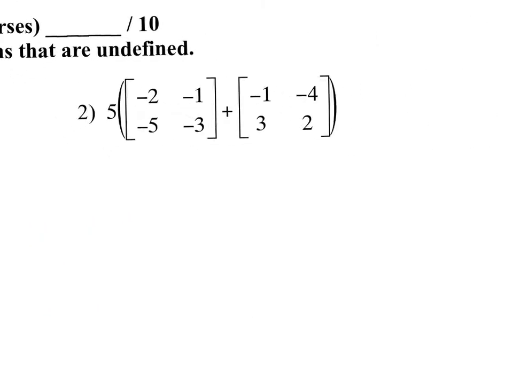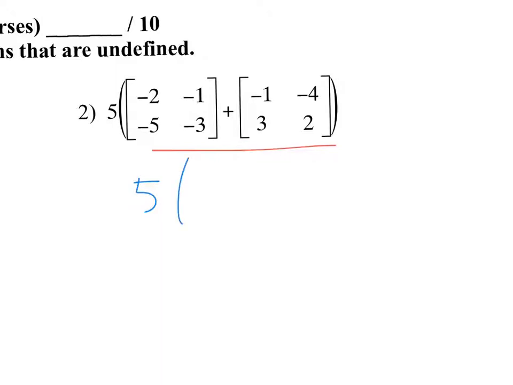For number 2, these guys are the same dimensions. They're both 2 by 2. And what I'm going to do is add the pieces in the middle first and then multiply by 5 on the outside. So it's going to be 5 times the matrix.